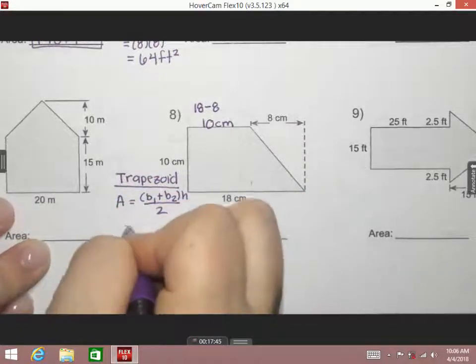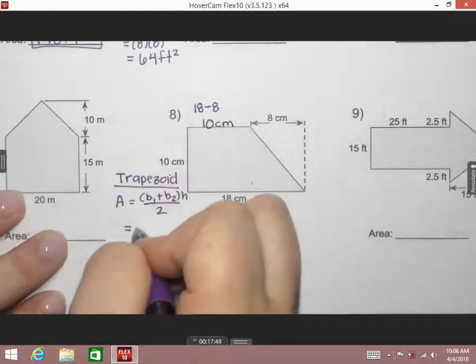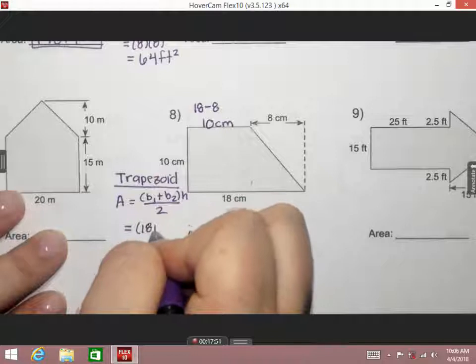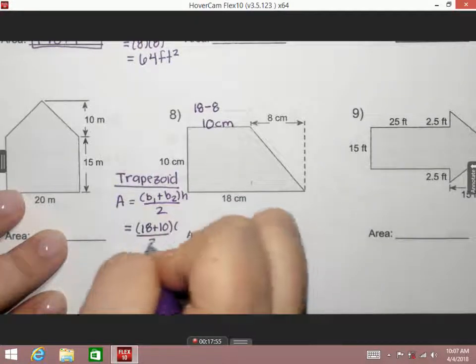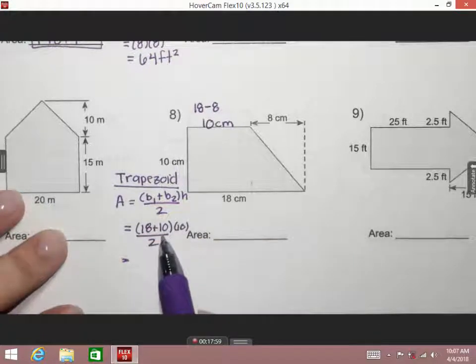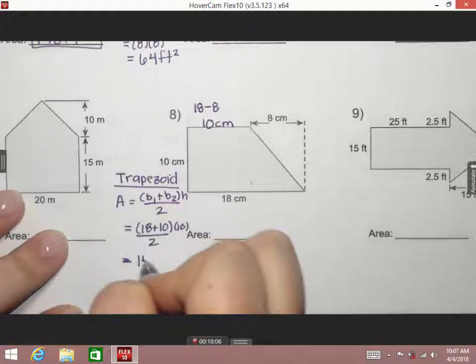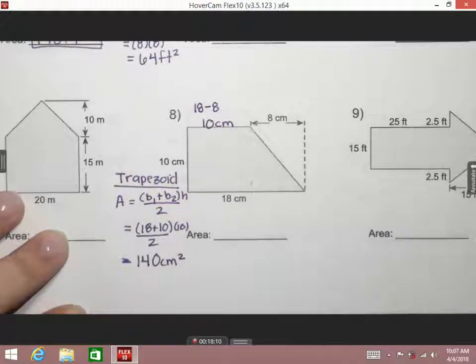What are my two bases on that trapezoid? Ethan? 18, 10. 18 plus 10. And what is the height? 10. Okay? So when I do that, 18 plus 10 is 28, divided by 2 is 14, times 10, 140 centimeters squared. So that would be if I did the entire shape.